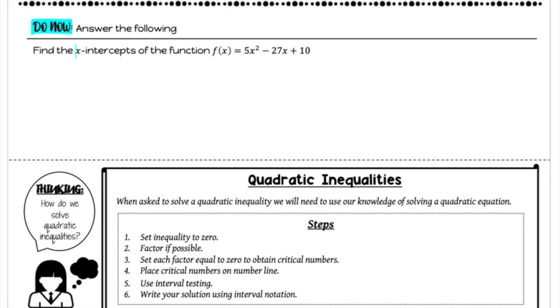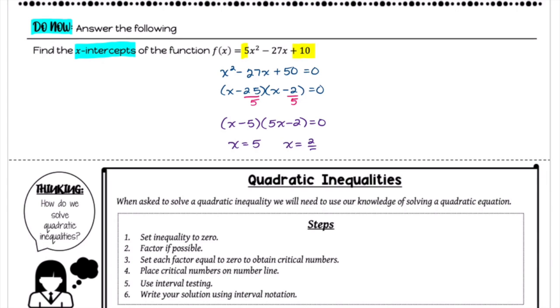Find the x-intercepts of the function f of x equals 5x squared minus 27x plus 10. So pause the video, find the x-intercepts. Alright, so your x-intercepts or solutions are x is equal to 5 and x is equal to 2/5.